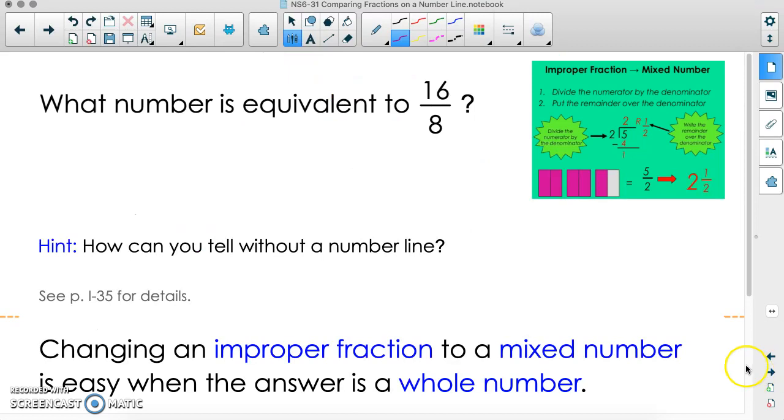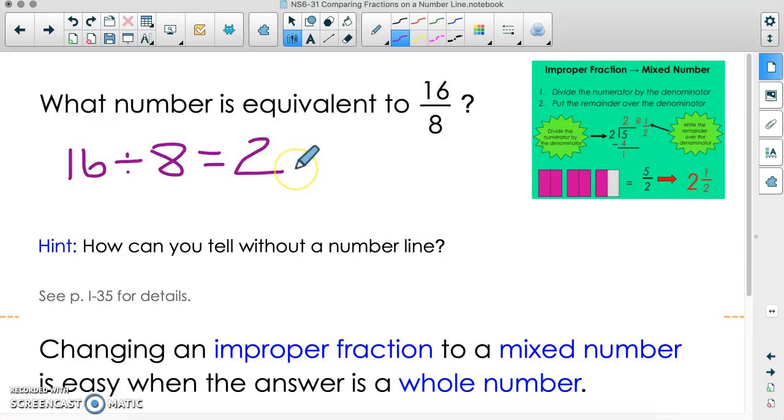So let's just do a review here quickly of how to change an improper fraction to a mixed number by using division. So this is what we learned last day. So what number is equivalent to 16/8 is the question we're going to solve. So how could we do this without drawing the number line? Well, we learned last week that we could use division in order to do this. So we're going to do 16 divided by 8. If we do 16 divided by 8, we're going to find that the answer is 2.